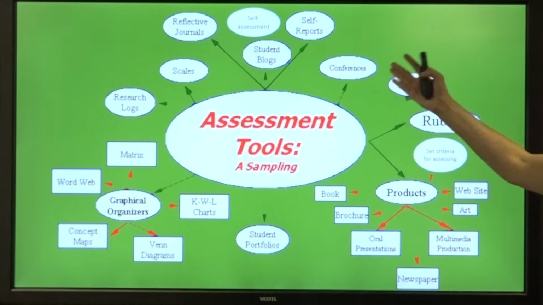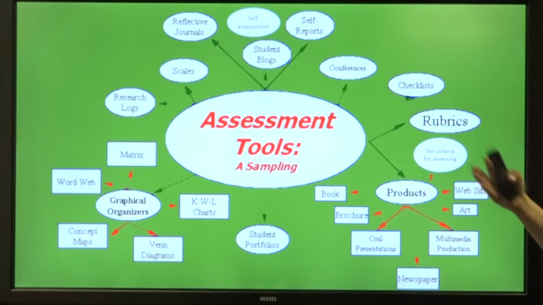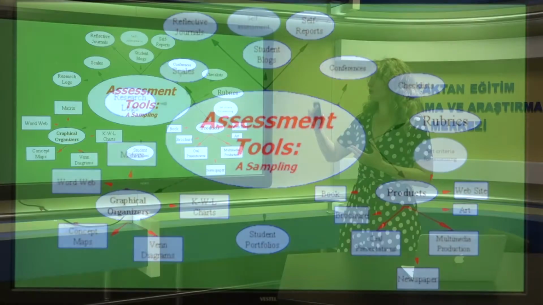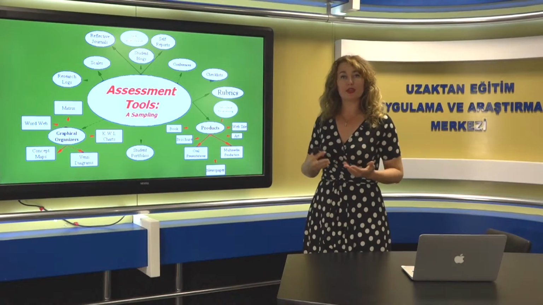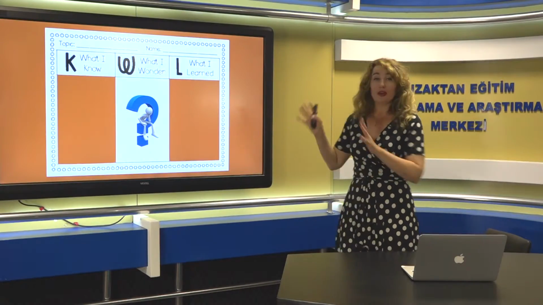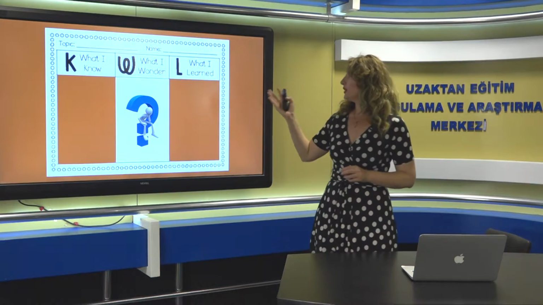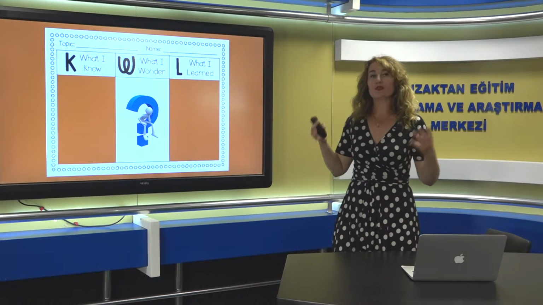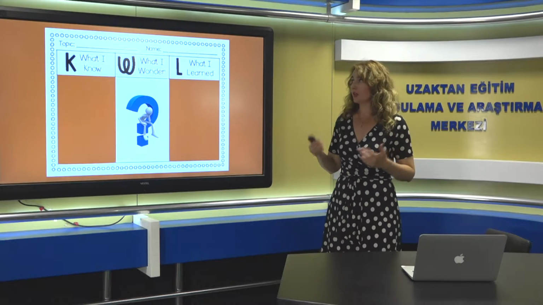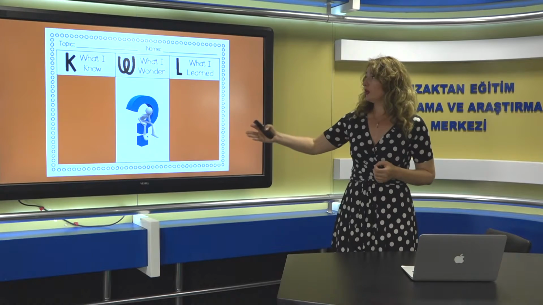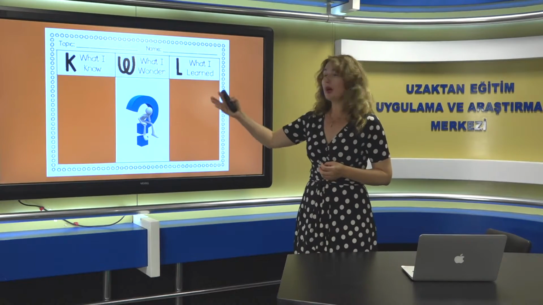Well, other techniques are reflective journals, self-reports, participating in conferences, presenting at conferences, and developing students' blogs. These techniques are proper for self-assessment and peer evaluation as well. On this slide, we see one of the charts, Know, Wonder, and Learn, which is appropriate for self-evaluation and peer evaluation as well. In the first column, the student is supposed to answer what I know.